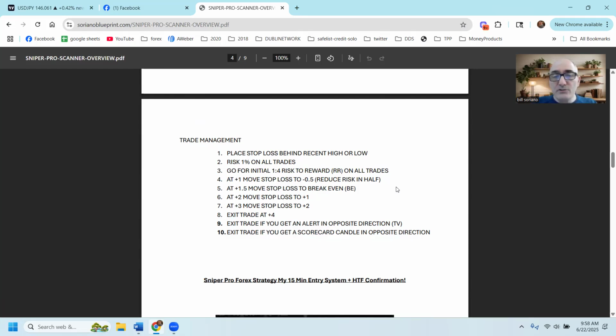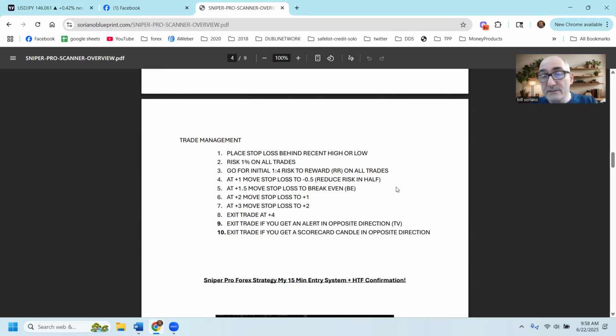Now, once you are up by 1.5%, we don't wait till 2. We do it at 1.5 because this is what my back testing tells me. When you do your trades on demo, you may find something different and then you have to incorporate that into your trade plan. But for me, I find that once I get to plus 1.5, it's now safe to move that stop loss to break even. I don't wait for +2.